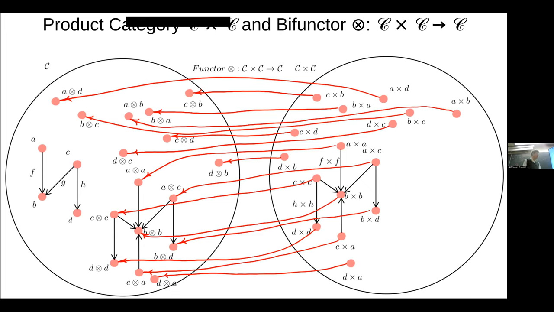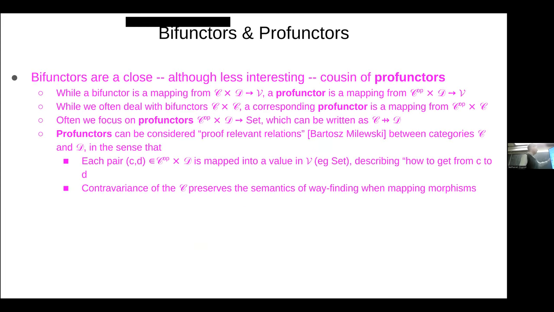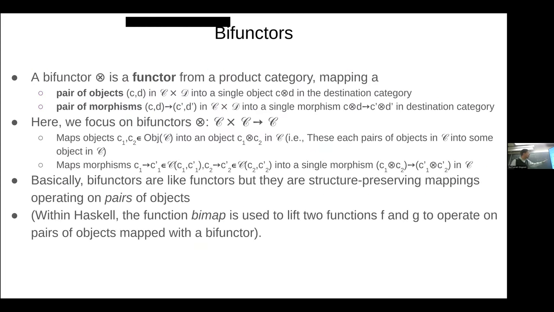Maps morphisms. And so each of these morphisms here, like our favorite morphism, F cross G, that's this one here, in case you didn't remember. I don't know why it's not labeled here. From A cross C to B cross C. That is also mapped over here. I guess I don't show exactly which one it goes to, but it's also mapped over to a morphism in this target category in a structure preserving way. Okay, so a bifunctor does this.